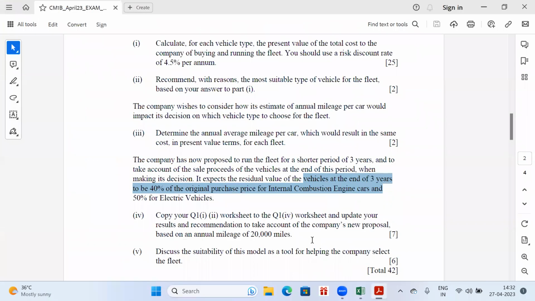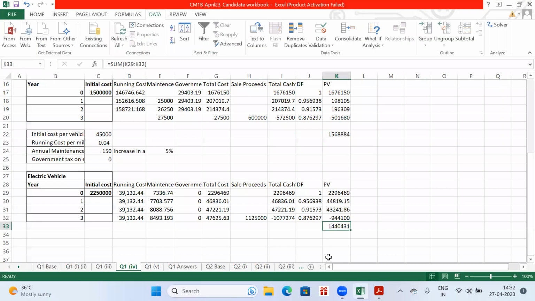The suitability of this model for helping the company to select the fleet. Again, this is a generic comment which all of you might write differently based on your answers. It is not possible for me to give one separate answer for this, but yes, you can write that EVs are coming as the future motor vehicles which will be widely used, since they save a lot on fuel as well, and they save a lot on pollution as well. The running costs are lower, and since the government is not taxing per year, individuals might be more interested in buying this.